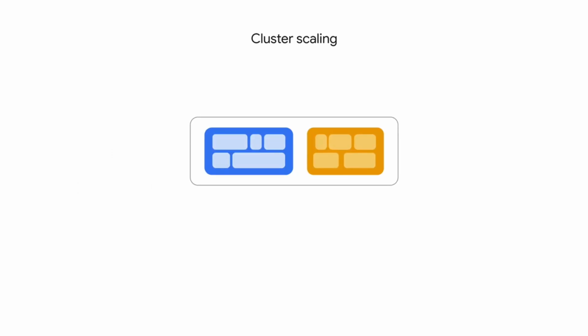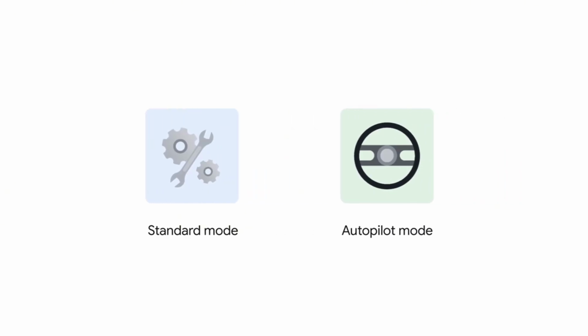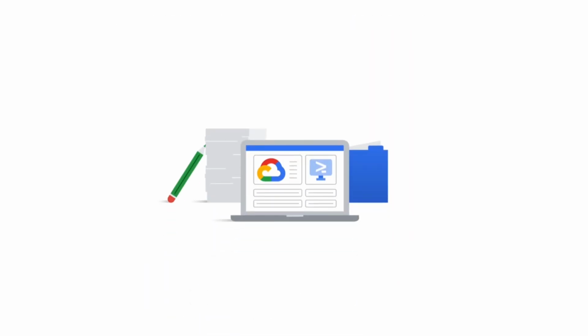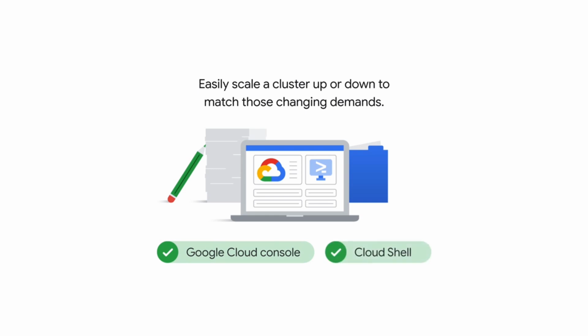Let's explore cluster scaling in Google Kubernetes Engine. GKE can either be used in standard mode or autopilot mode. Unlike autopilot mode, which automatically scales your cluster based on demand, standard mode hands you the reins for manual scaling. As your application's needs fluctuate, the resources they require will change too. The good news is that you can easily scale your cluster up or down to match those changing demands right from the Google Cloud Console or Cloud Shell.